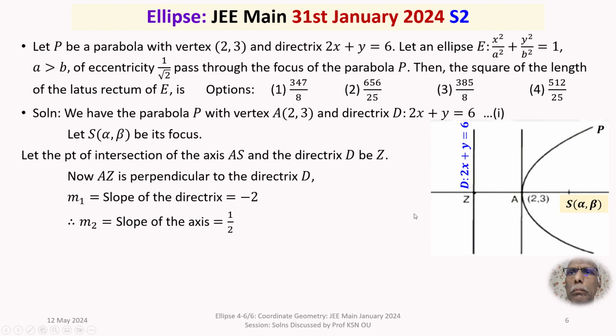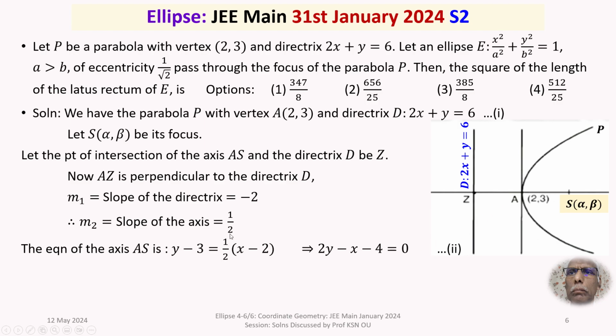Now, the slope of the axis we know, and it is passing through the vertex A with coordinates (2, 3). We can write down the equation of the axis. So, the equation of the axis AS is y - 3 = (1/2)(x - 2). Simplifying, we get 2y - x - 4 = 0. Let's call this equation 2. So the equation of the axis AS is known, and the equation of the directrix is known. Solve these two equations, and you will get the coordinates of Z.